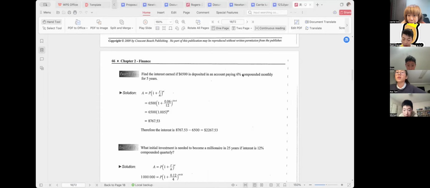Okay, so let's go back to this one. 6%, if it is compounded monthly, Ryan, we have to divide it by 12 because that's a yearly interest. So 0.06 equals 6%, and we need to divide it by 12. Understand, Ava? But at the same time, the 5 years need to be multiplied by 12 as well because it's compounded monthly. So how many times is it compounded? 12 times 5 is 60 times. So that's why it's 6,500 times 1 plus 0.005 to the power of 60.